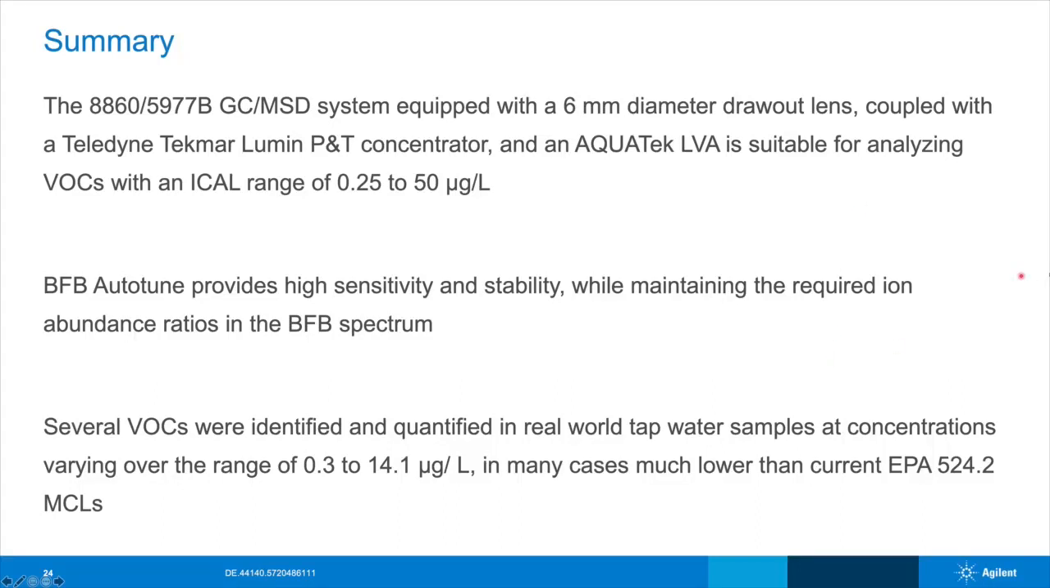Okay, so in summary, the 8860-5977B GCMSD system, equipped with a 6 mm diameter drawout lens and coupled with the Teledyne Tekmar Lumen Purge and Trap and the Aquatech LVA, is suitable for analyzing VOCs with an ICAL range of 0.25 to 50 microgram per liter. The BFB Auto-Tune provides high sensitivity and stability while maintaining the required ion abundance ratios in the BFB spectrum.